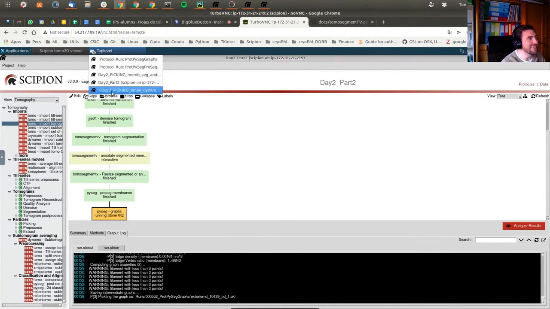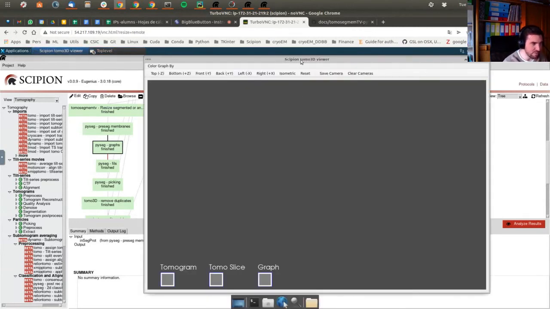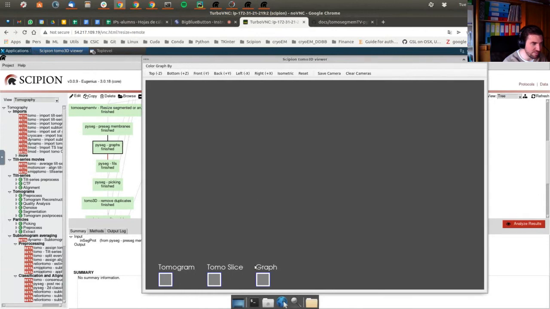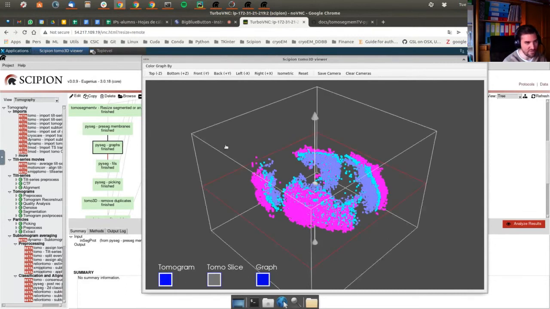How did you open this vesicle visualization object manager? I just select the graphs protocol once it's finished, and click on Analyze Results. That would display this window. And by double-clicking on one of these elements, we could have this window displayed. Mine can be a little bit slow due to the fact that the graphs is still running.